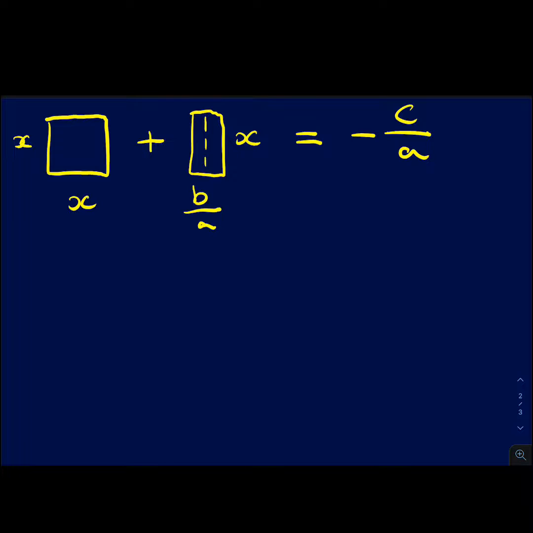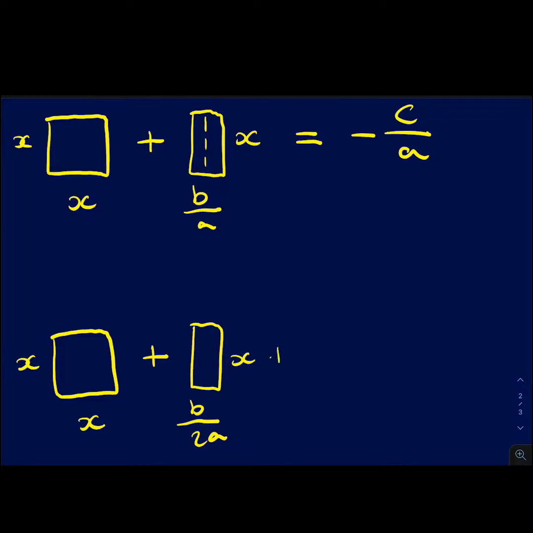So splitting the rectangle in two, we can see that these rectangles are part of the sides of a bigger square. So first of all, if we just split the rectangle into two, we divide it by 2, so we get b over 2a times x plus the other part, b over 2a times x, and that's equal to, again, minus c over a.